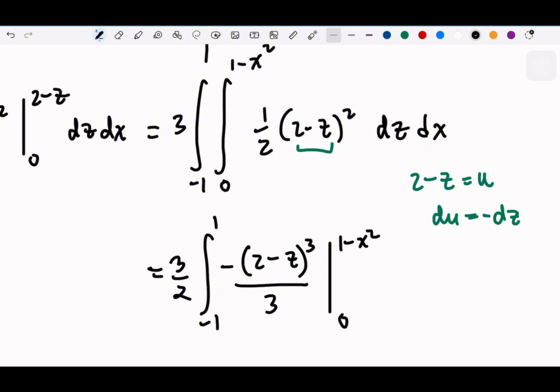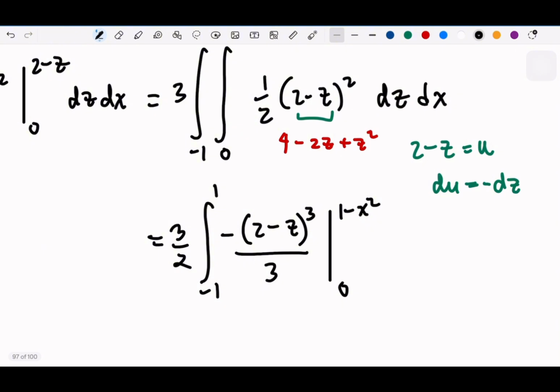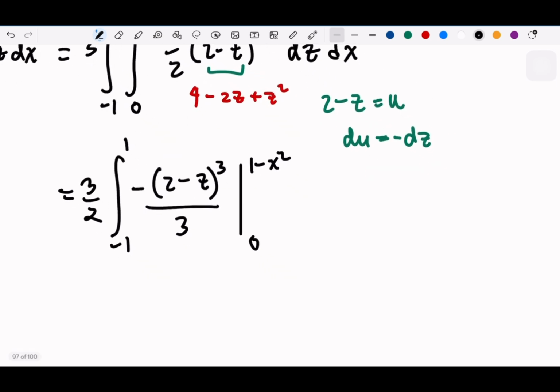Or you can expand this to 4 minus 4z, oh sorry, 4, and then plus z squared. We can do this as well, but I think I'll just skip that inside. So we have the cube, and then plug in the 1 minus x squared into the equation. We will have, and I will cancel this 3 with that, so we will have negative half.